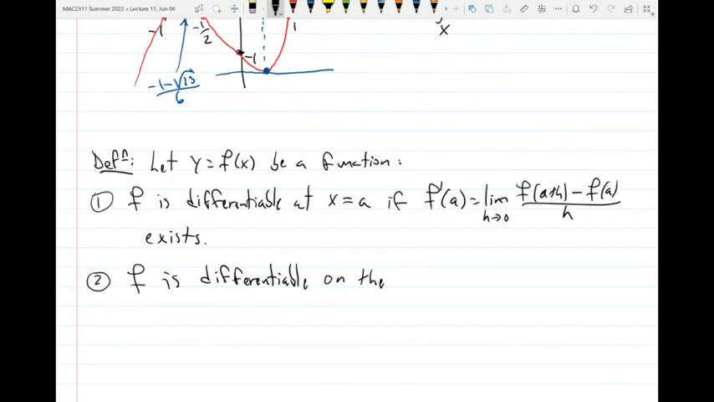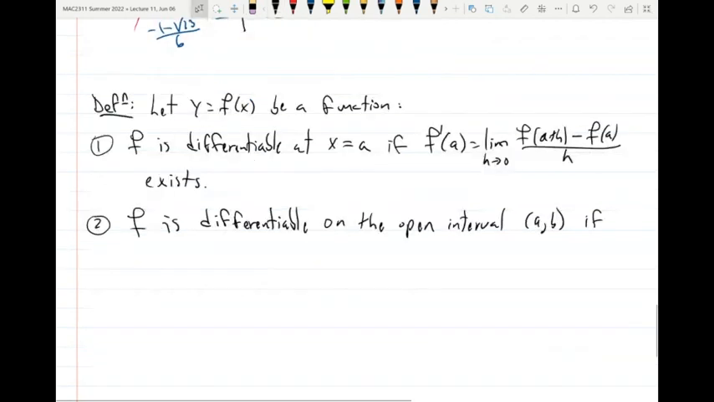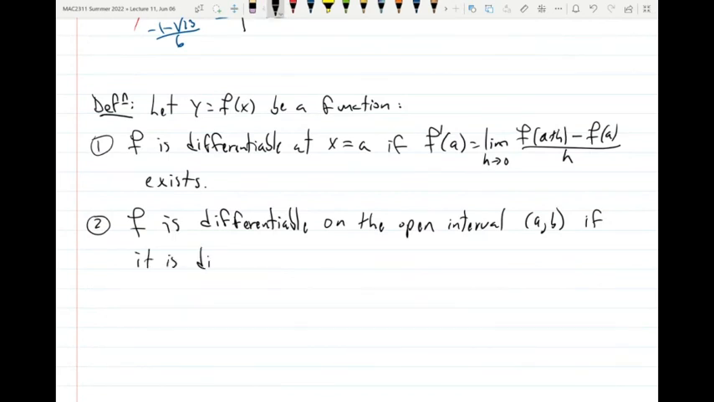Differentiable on the open interval (a, b) if it is differentiable at every point inside (a, b). In other words, if you can make sense of the tangent line at every single point inside this open interval. I want to give you now the definition for a closed interval, but for that, I want to revisit this.